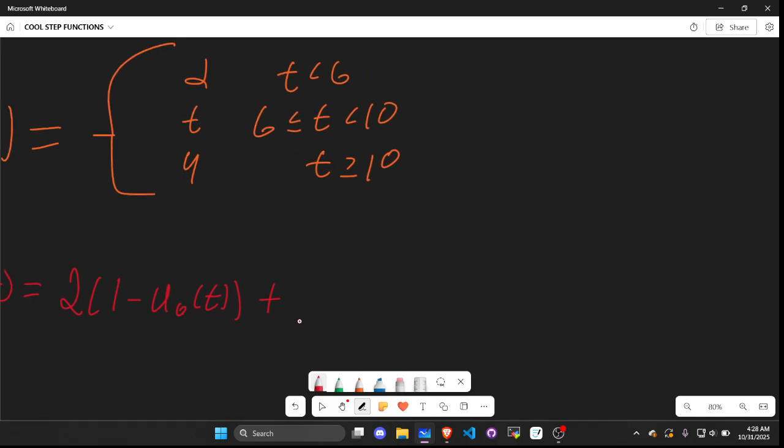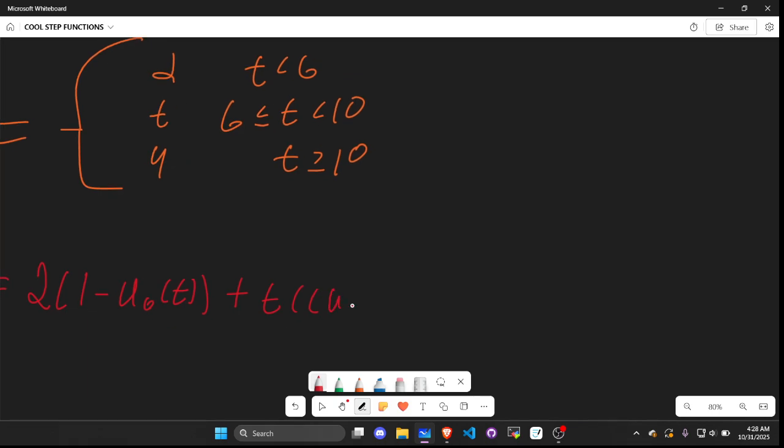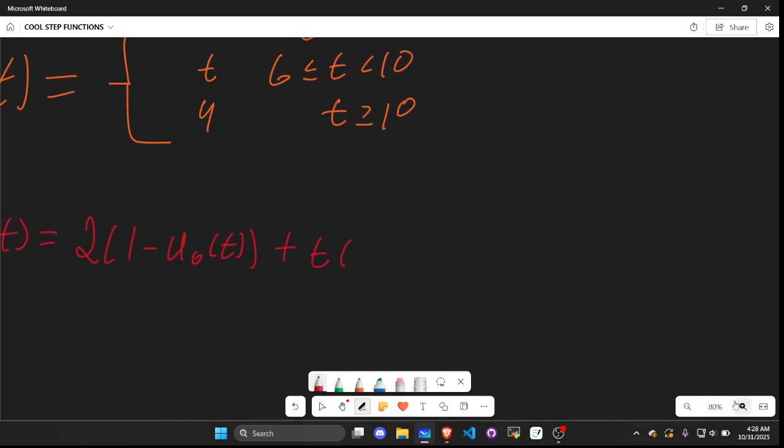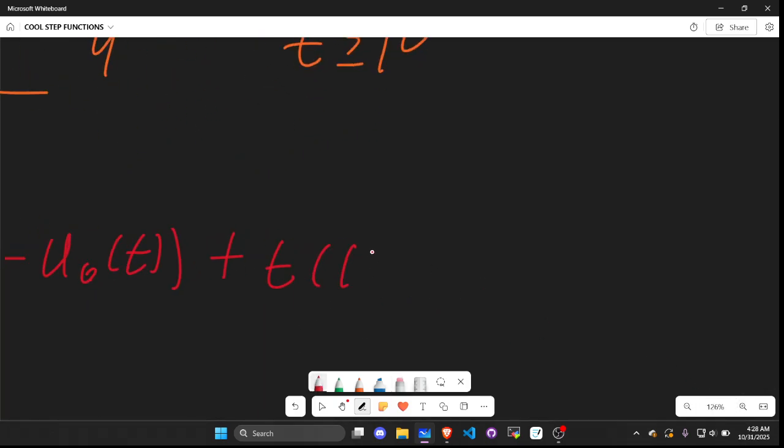Plus t times u sub 6 of t minus u sub 10 of t. Interesting how we did that. Let me just rewrite it in a way that's a little more clear. u sub 6 of t minus u sub 10 of t.